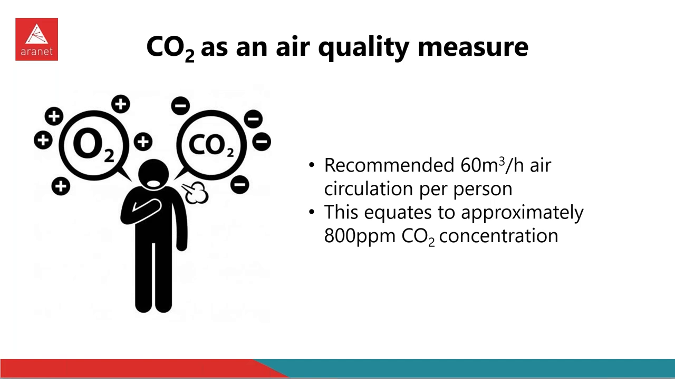Typically, the federation of heating and air conditioning has come out with guidelines that this air circulation should be around 60 cubic meters per hour per person, which is twice as much as your typical recommended air circulation. And this equates to approximately 800 parts per million CO2 concentration.